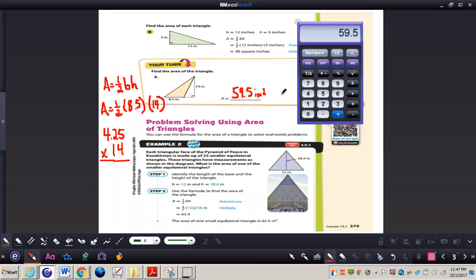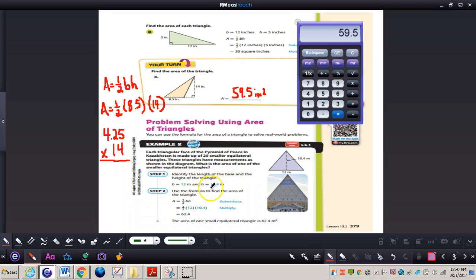Now let's take a look at problem solving using area of triangles on page 379. It says you can use a formula for the area of a triangle to solve real-world problems. So we can see example number 2. It says each triangular face of the pyramid of peace in Kazakhstan is made up of 25 smaller equilateral triangles. These triangles have measurements as shown in the diagram. What is the area of one of the smaller equilateral triangles? So first of all, with this step, we want to identify the length of the base and the height of the triangle. So we can see the base equals 12, the height is 10.4 meters.